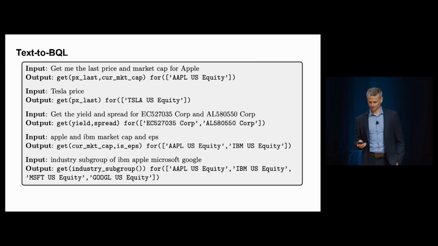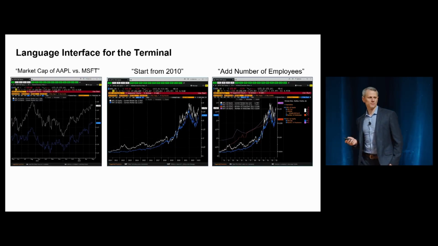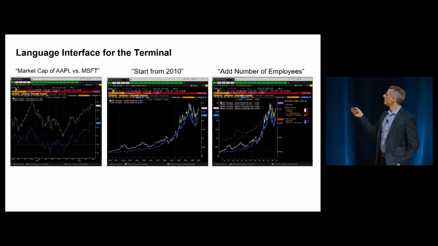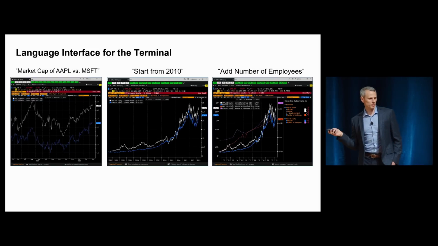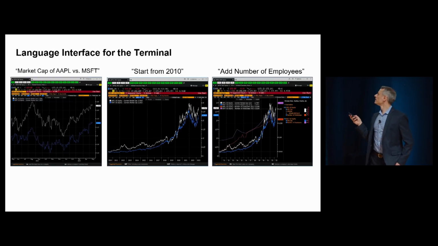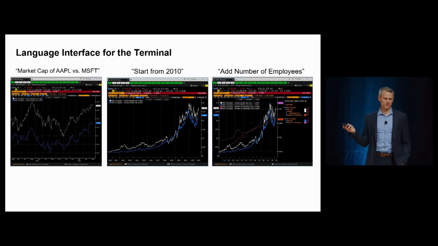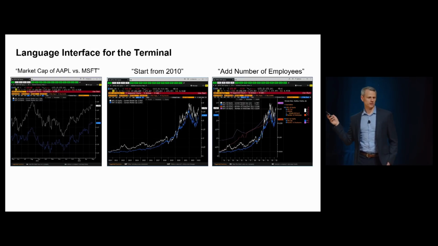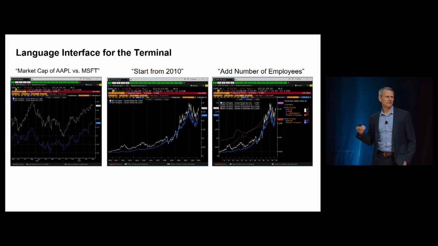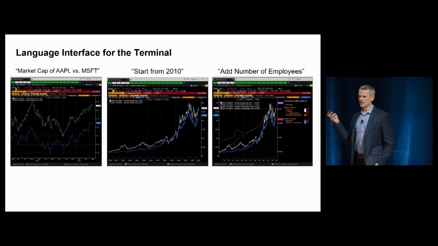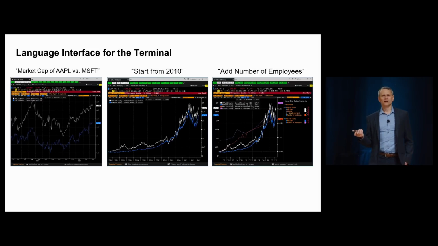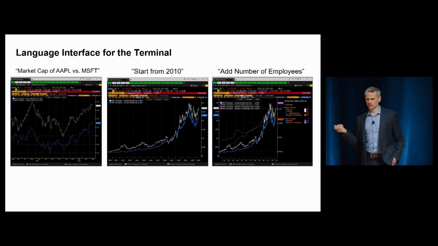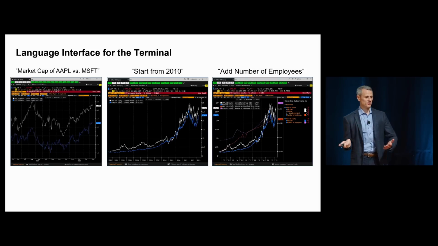More ambitiously, we're excited to bring something of a natural language interface to the terminal as a whole. On the left, we have an image of the terminal where we're trying to plot the market capitalization of Apple versus Microsoft. Most terminal users would have no problem with that at all. Now, if you want to change the x-axis to start from another date, you might be able to find a pull-down window to do that without too much difficulty. But if you wanted to add in the number of employees at each company to this chart, it becomes very challenging to do. And this is not really a limitation of Bloomberg's interface in particular. It's just that there's only so many things you could put into an easy-to-use interface.